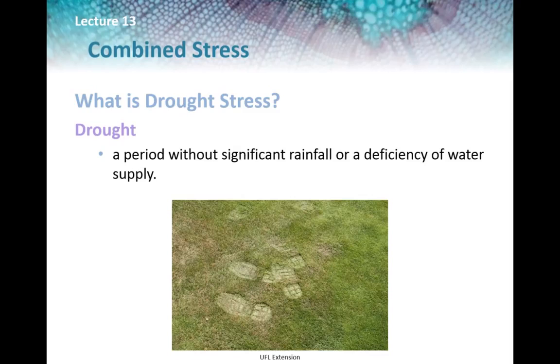In this figure, we can see some classic signs of severe drought stress: footprinting, wilting turf turning a darker color, and severely stressed straw-colored turf. The thatch layer and underlying root zone will probably show signs of hydrophobicity.